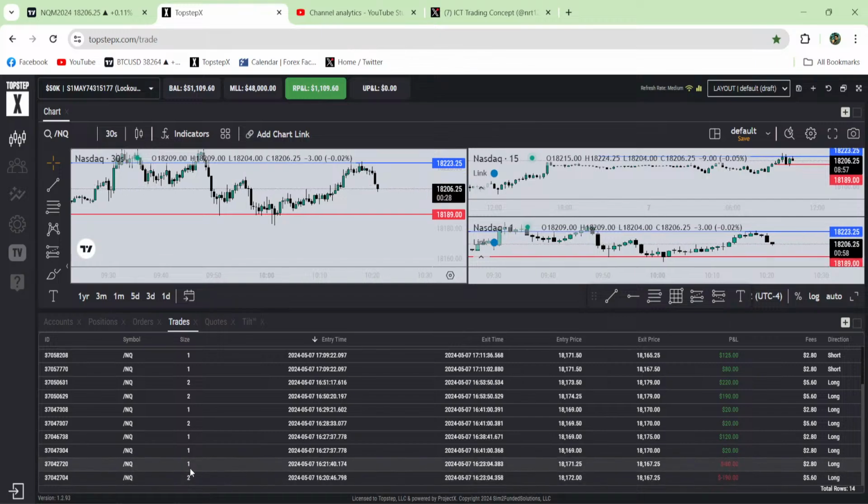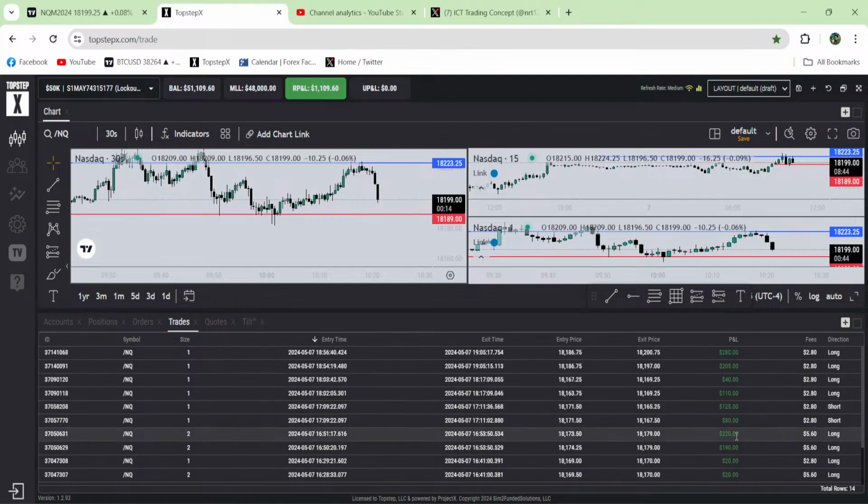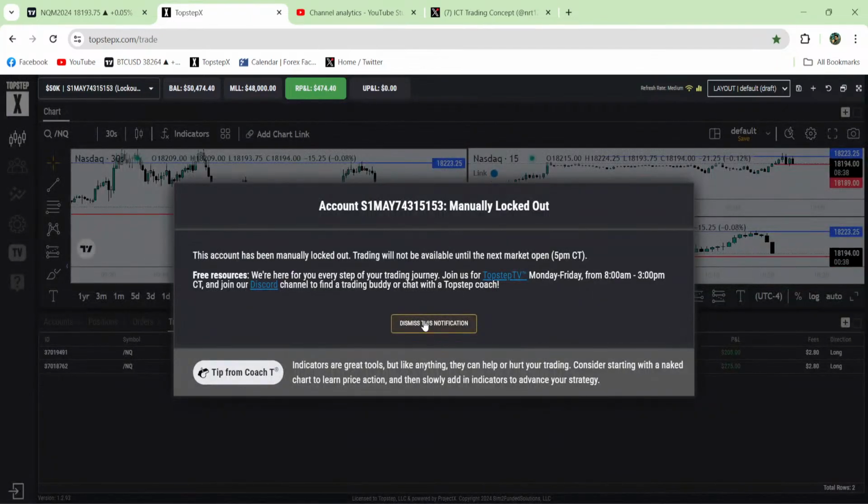This is just one trade, not two trades, just one trade. I put my stop loss in a different way. That was my loss. And then $20, 120, 20, 20, 190, 100, 220, 80, 125, 100. Just look over here. Let me show you the other one.